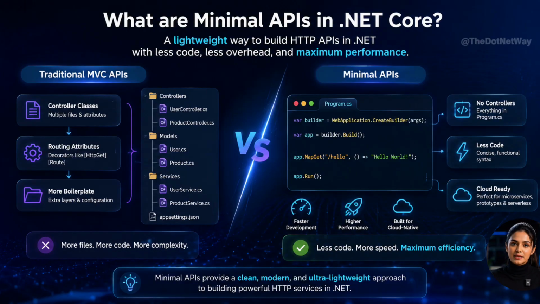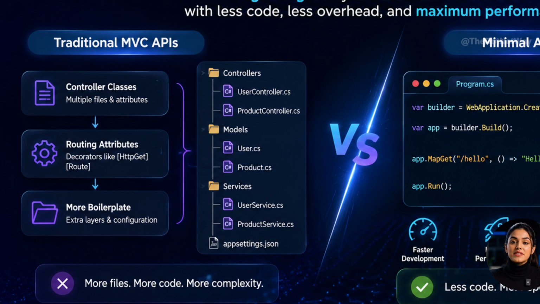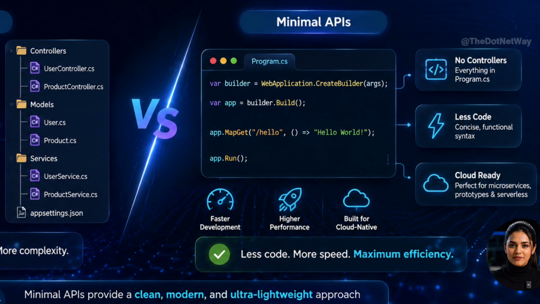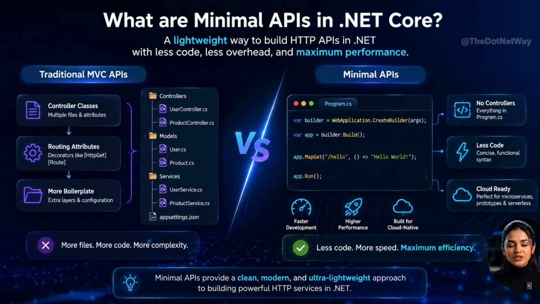Minimal APIs are a lightweight way to build HTTP APIs in .NET without the full overhead of the traditional MVC, Model View Controller framework. Instead of creating separate controller classes and dealing with heavy routing attributes, minimal APIs use a concise, functional syntax. This makes them ideal for microservices, prototypes, and cloud-native applications.